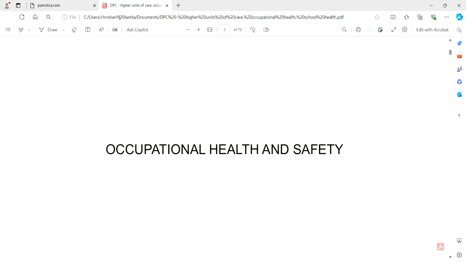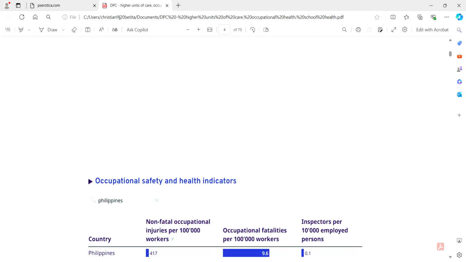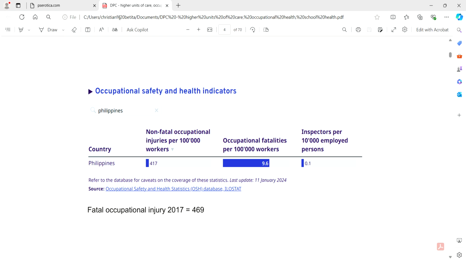Let's begin with the Employees Compensation Commission Manual. So, in the Philippines, as of 2024, non fatal occupational injuries occur at a rate of approximately 417 per 100,000, and occupational fatalities occur at a rate of 9.6 per 100,000. So, this is kind of high because given a population of 100 million, this would account for about 41,000 deaths approximately due to occupational injuries.